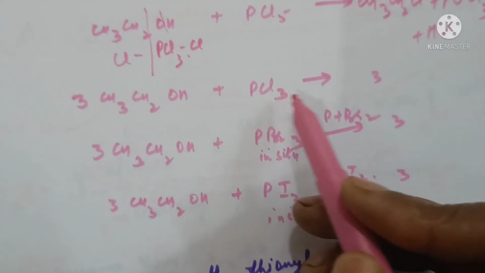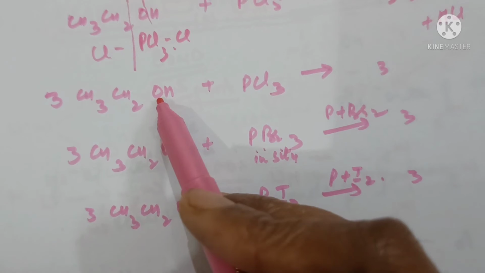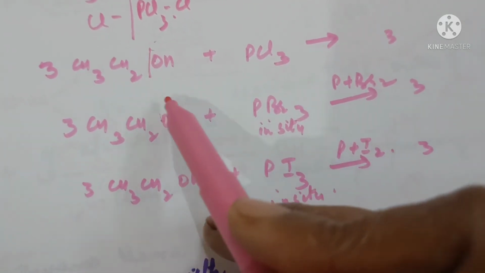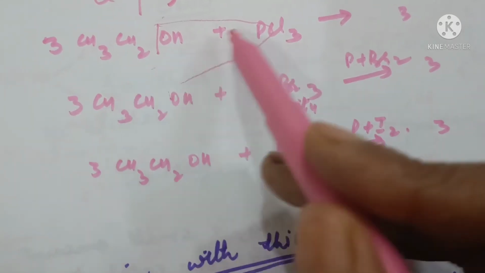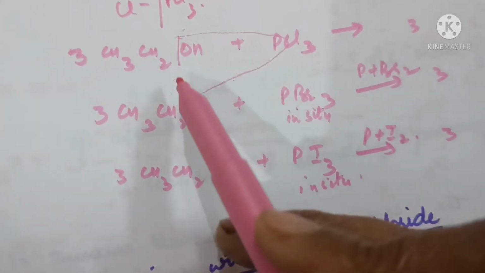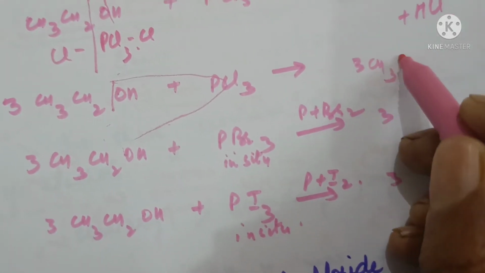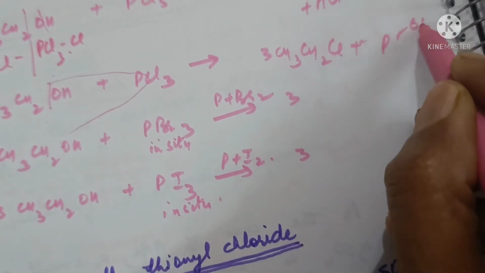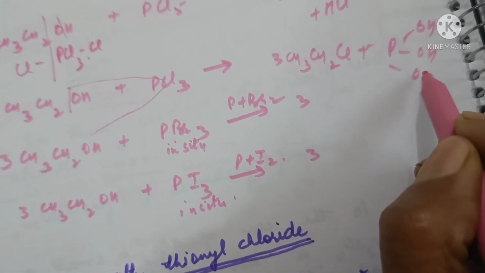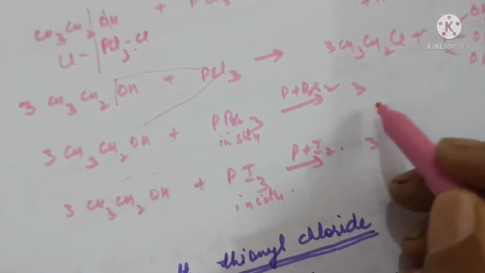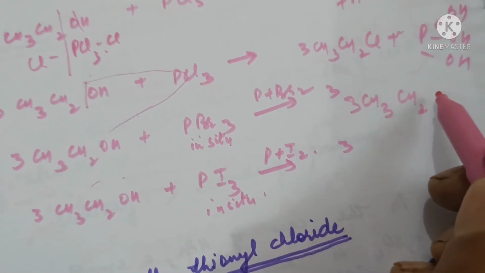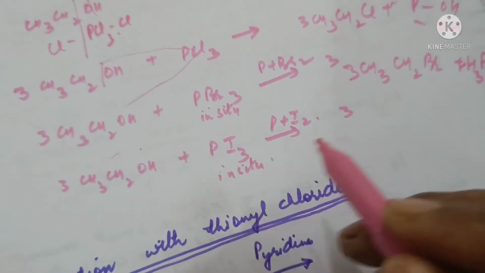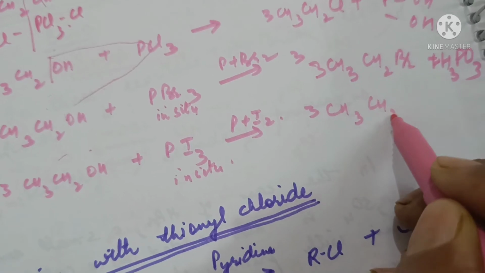In case of PCl3, 3 molecules of alcohol will react. So 3 molecules of alcohol will give 3 OH to react with phosphorus to form H3PO3, and 3 Cl will come in the place of OH. So 3 molecules of ethyl chloride will be formed along with H3PO3 or P(OH)3. It's also called H3PO3. Similarly, with PBr3, 3 molecules of bromoethane and H3PO3 will be formed. With PI3, 3 molecules of iodoethane and H3PO3 is formed.